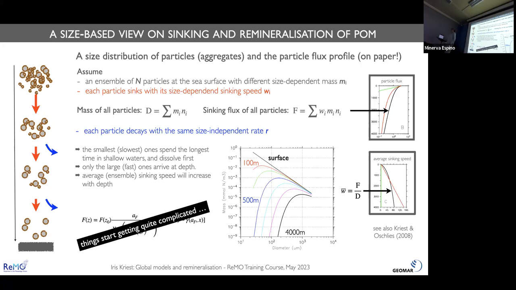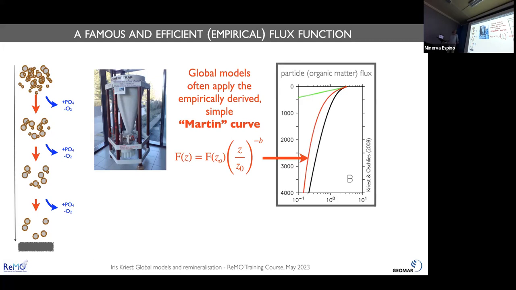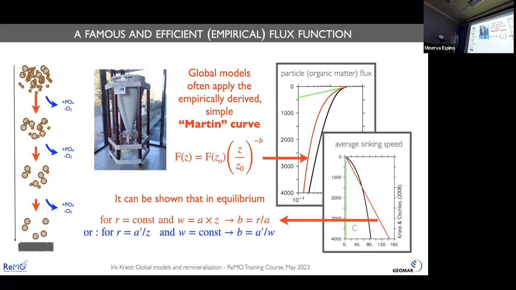So people usually didn't go for this, but they went for the Martin curve. This is cheap. It just says flux at any depth z is proportional to the depth raised to some magic number minus b. This is our Martin curve, and it's empirically derived from these sediment traps. So when fit, the flux profile would look like this red line shown here. But it's just empirical. So far, it doesn't have any a priori meaning.